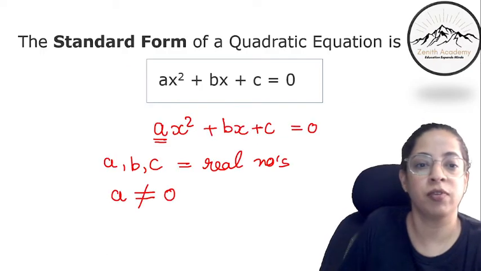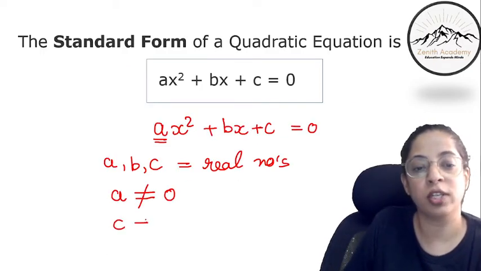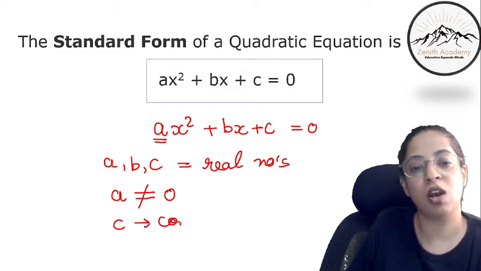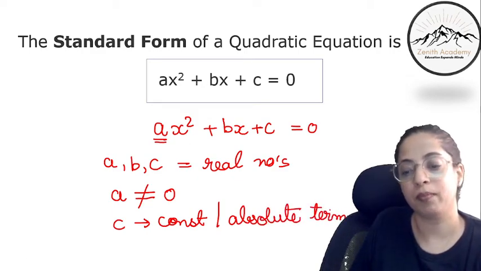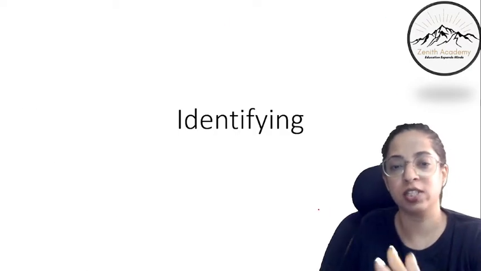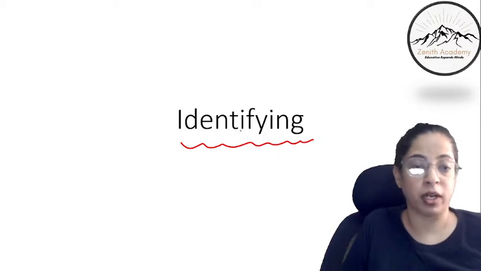Okay, so a, b, c are real numbers, a is not equal to 0, and what is c called? c is a constant or an absolute term whose value doesn't change. Okay, now we have understood what a quadratic equation is. Now let's see how to identify quadratic equations.